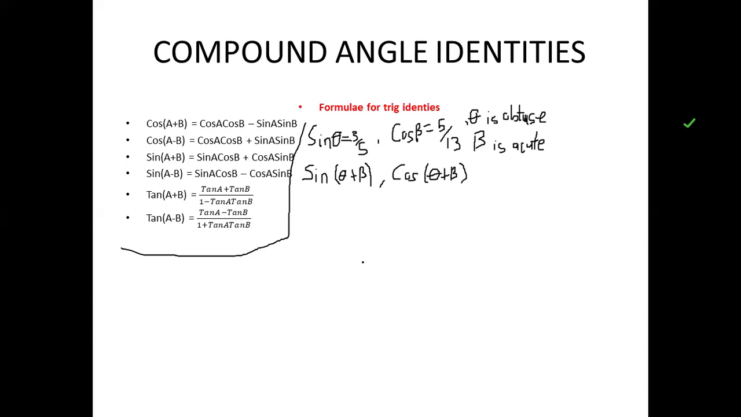Anyone to do for us this number? They are saying given that sine theta equals 3 over 5 and cos beta equals 5 over 13, such that theta is obtuse and beta is acute. Without using tables or a calculator, find the value of sine theta plus beta. Let me do number 1, then someone to do for us number 2.